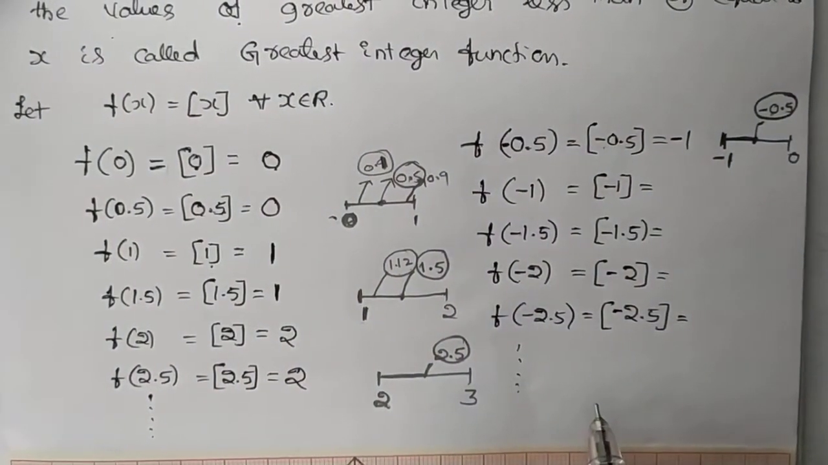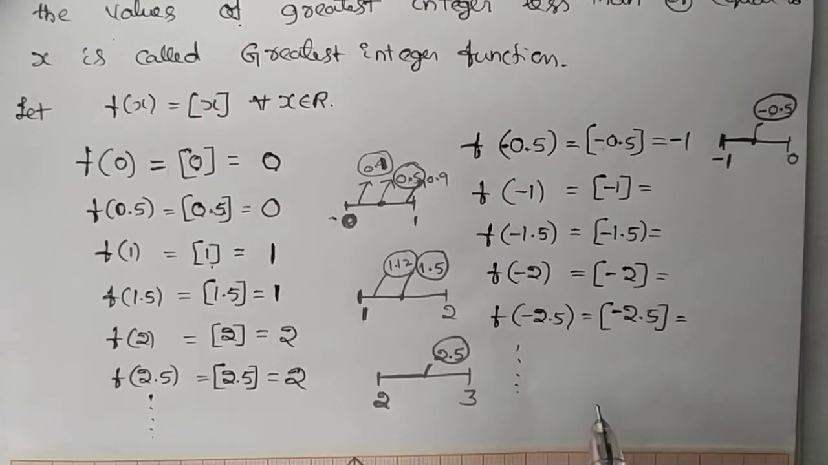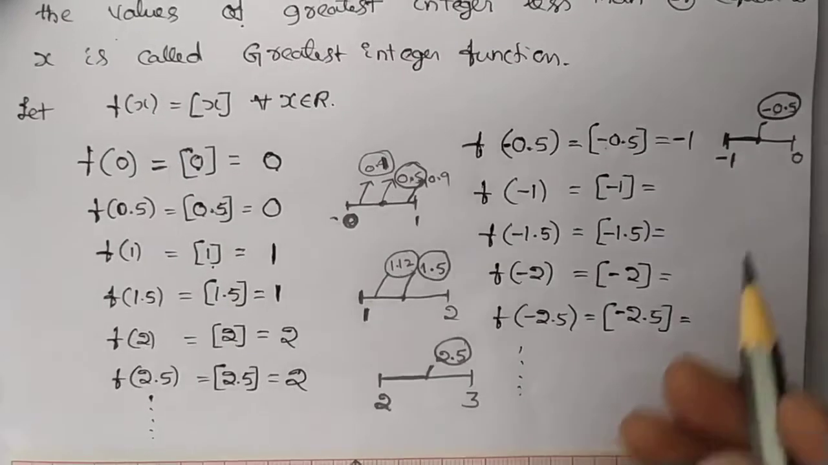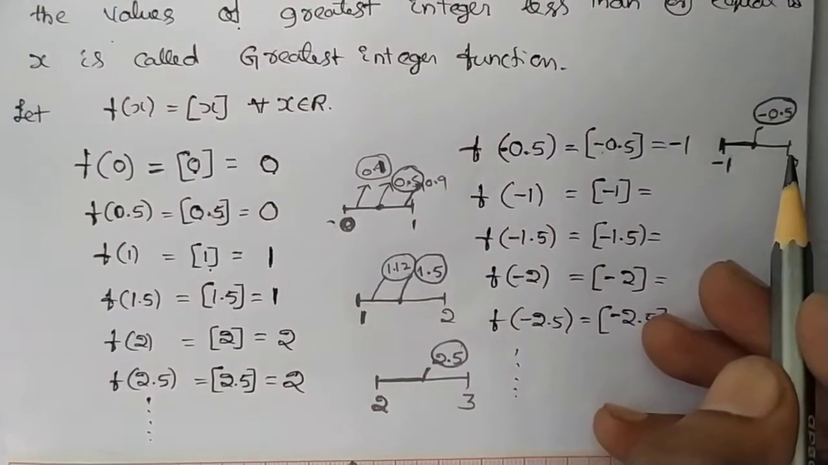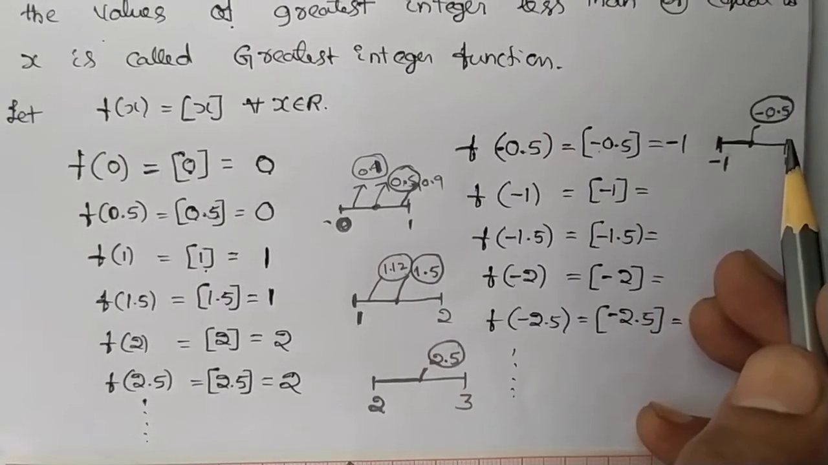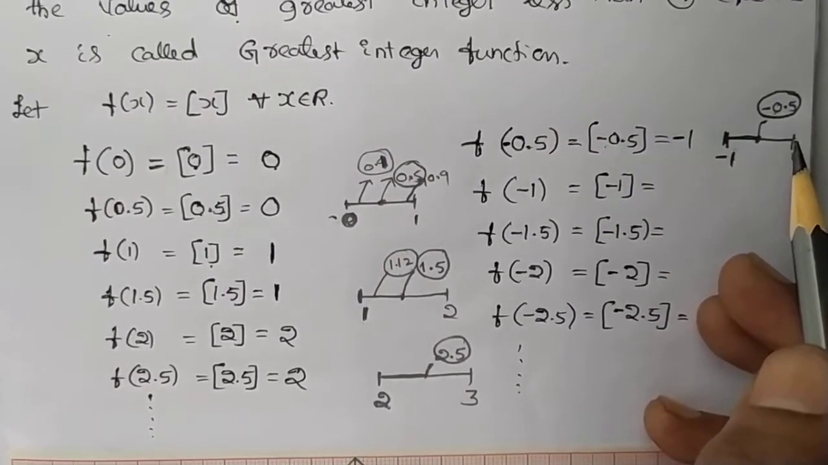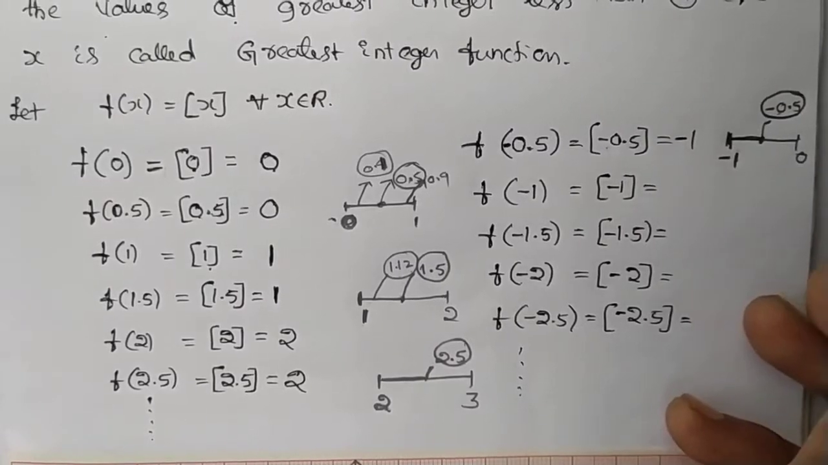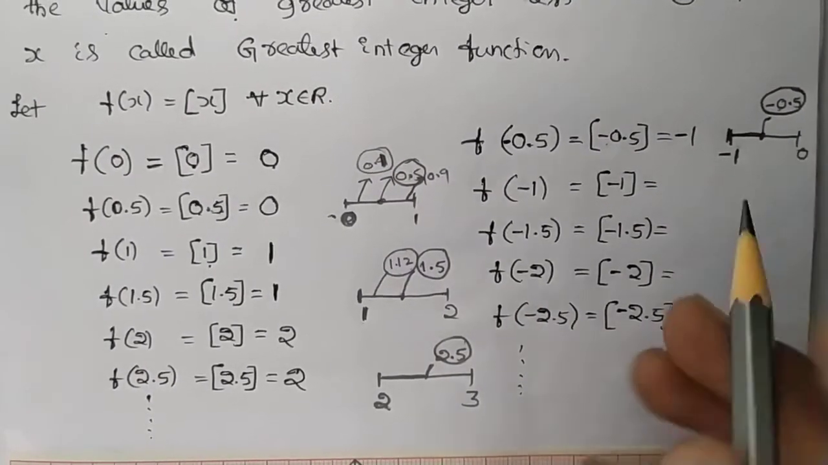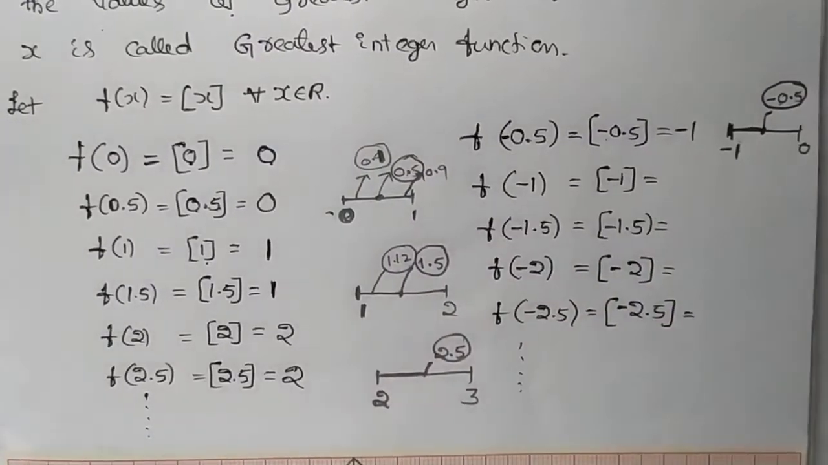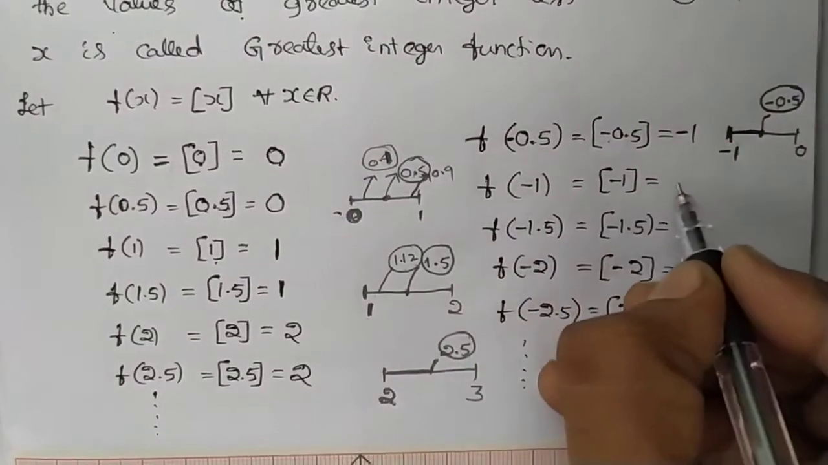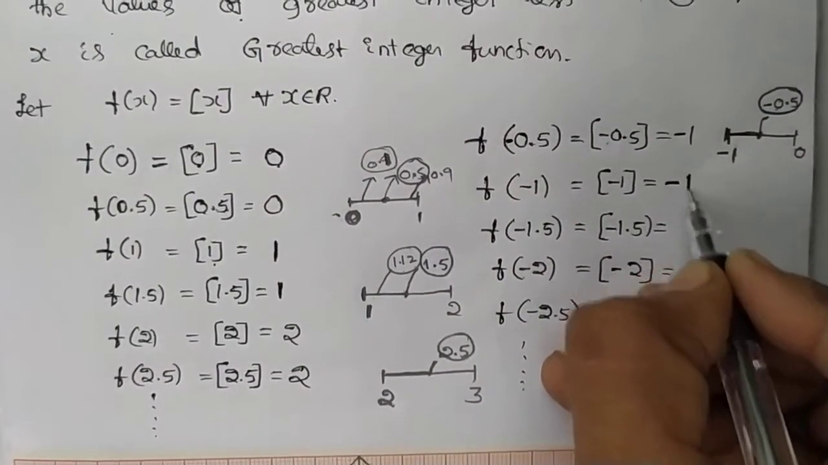Now you just think the greatest integer for the value minus 0.39, it will be minus 1 only. For minus 0.99, it will be minus 1 only. What about the greatest integer for the value minus 0.0001? That also is minus 1. Now, the greatest integer for the value minus 1, that will be minus 1.